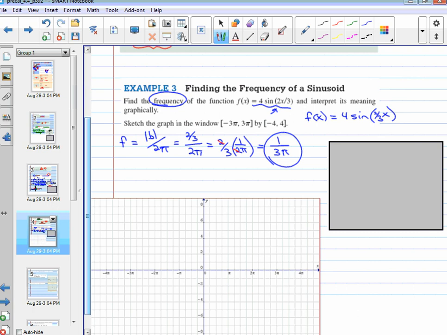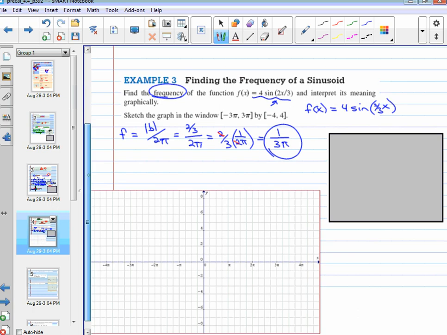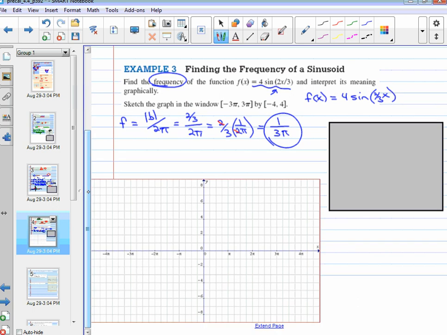We have answered what the frequency is. Graphically, how can I do that? Well, graphically, I'm going to use the period of this. The frequency is 1 over 3 pi, which means the period equals 3 pi over 1, or 3 pi. Now, since it is a sine function, I know sine functions start at the origin and they head up. It's going to take a full 3 pi before I complete this cycle.